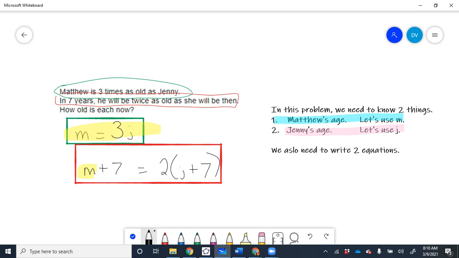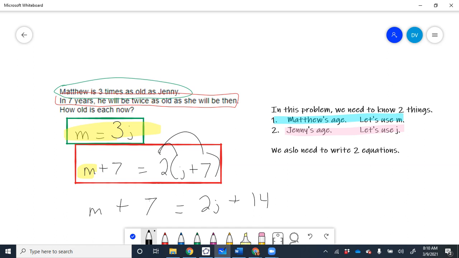Let me just write it down really quick first. It's the same thing I wrote before. Equals, and let me distribute while I'm at it. This will give us 2 times J, 2J, and 2 times 7 is 14. Okay. Now, let me do what I said just a second ago.